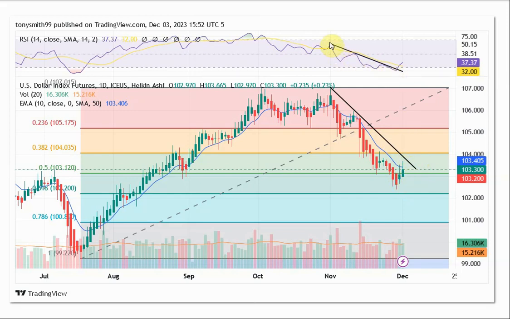Plus, we also have the RSI that has already broken its downtrend line. Now it hasn't broken above 50 yet, but it is moving in that direction. So the US dollar looks like it may have bottomed out here. That remains to be seen. But if it has, then we've got a decent chance of another move upward. So that is for the dollar index.